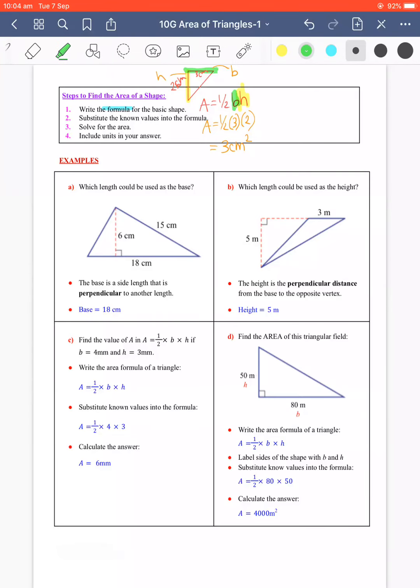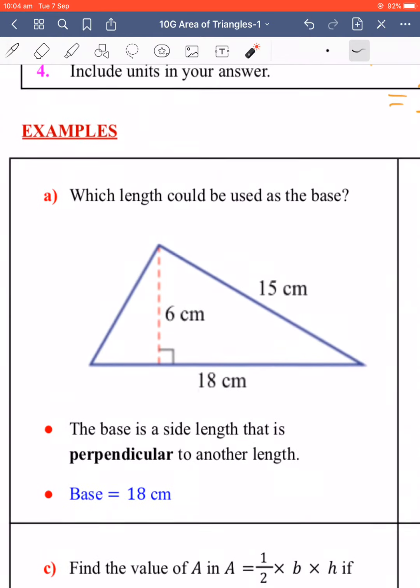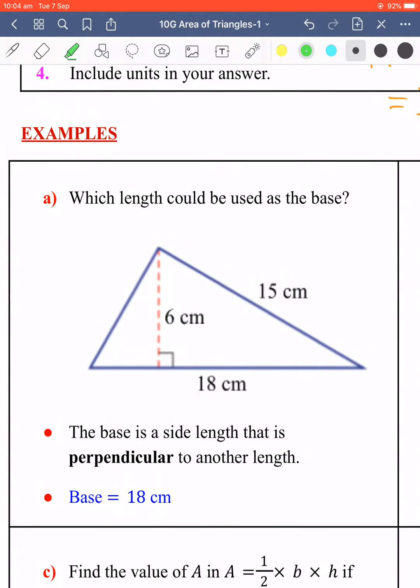Welcome to your second video. We are now going through our examples. So, first thing we're doing is we are looking at what our base is, okay?